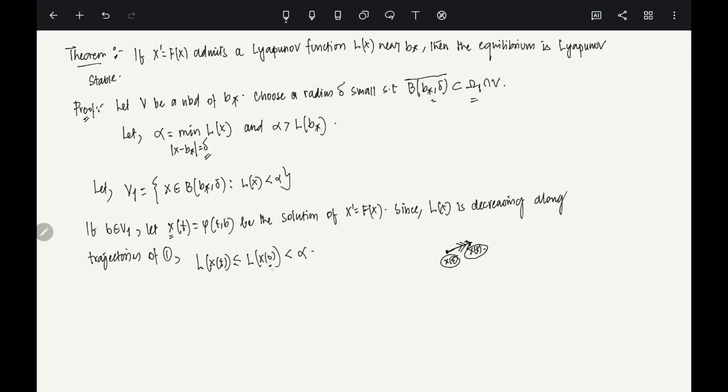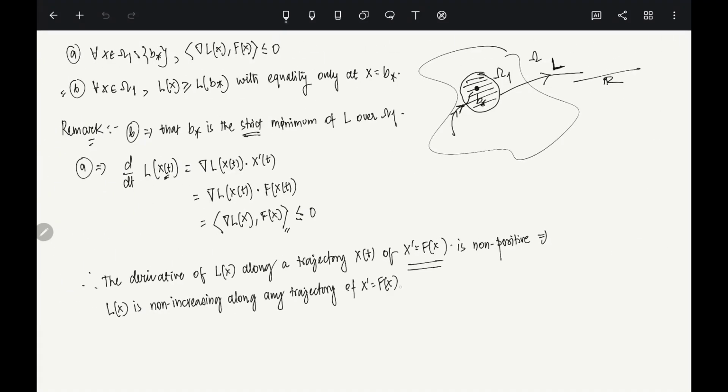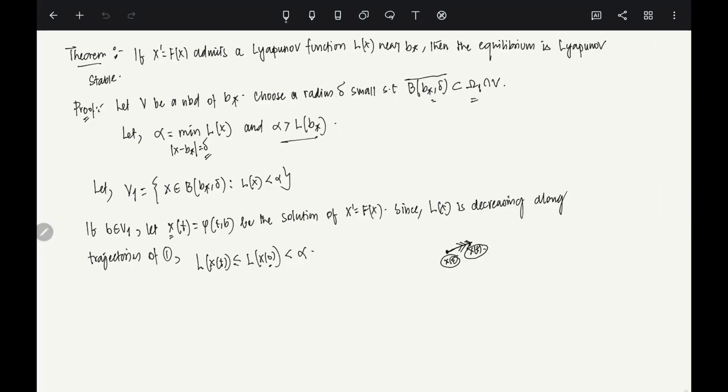Now what is L of x0? L of x0 is nothing but L of B star. Along this trajectory, I forgot to write it here: the equilibrium point is B star, so x at the point 0 has to be B star. That's the starting point. And L at the point B star is dominated by alpha, so L at the point x0 is dominated by alpha. Is it okay? Right.